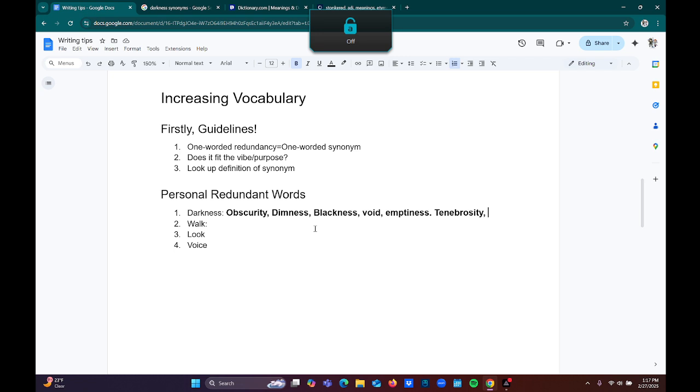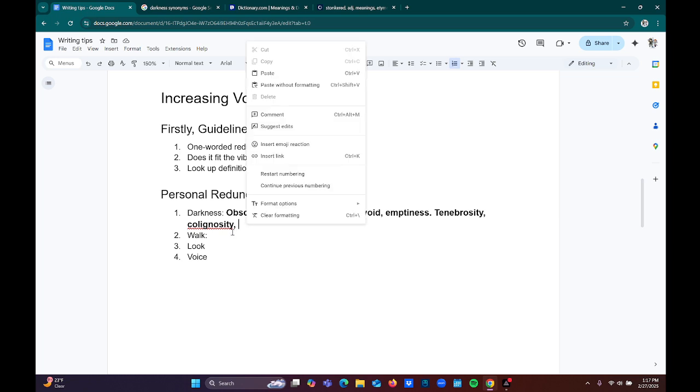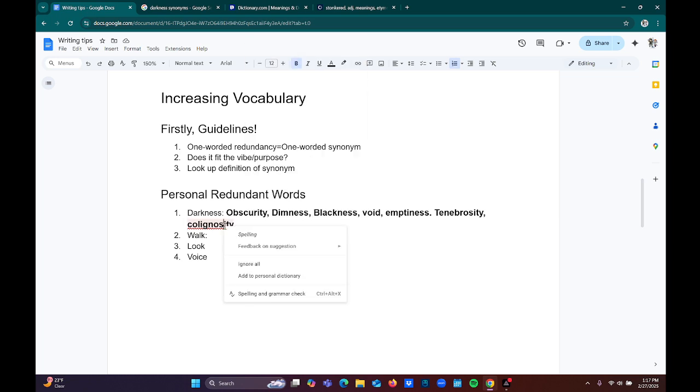If I can remember it, how do I spell it? Cognoscity. That is one of the words I know. I'm pretty sure that's how you spell it. Those are the words that I have for darkness.